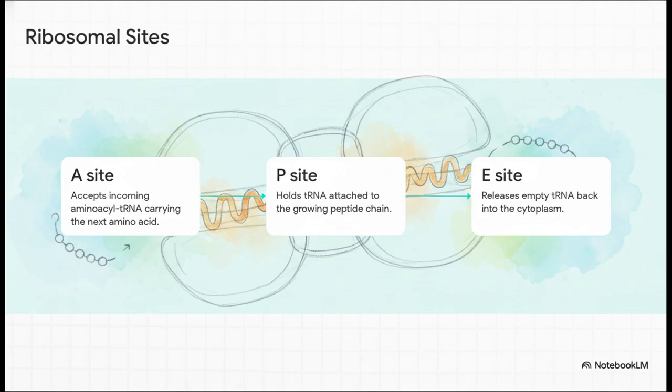During translation, the ribosome forms 3 active pockets. First, the A site accepts the incoming amino acid. Second, the P site holds onto the growing peptide chain. And third, the E site serves as the exit, releasing the empty tRNA back into the wild. It's a rapid 1-2-3 process.